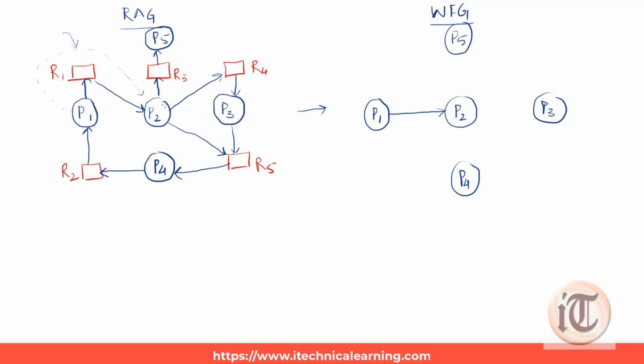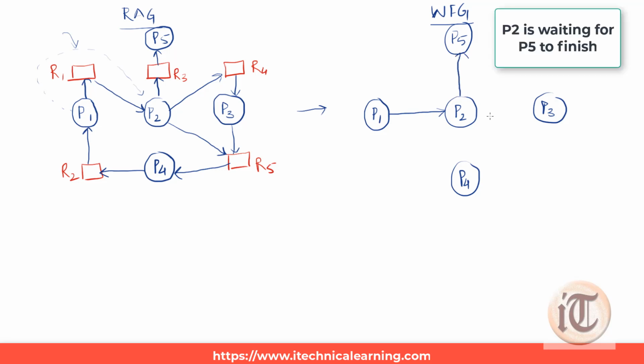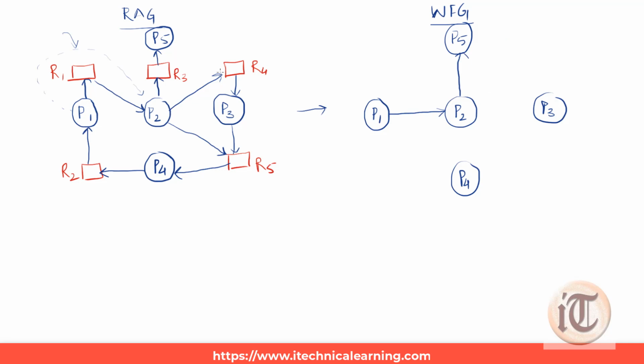Similarly, P2 needs a resource which is allocated to P5, so P2 is waiting for P5 to finish. If we eliminate R4, we can see that P2 is waiting for R4 and this R4 is allocated to P3, so P2 is waiting for P3 to finish. Similarly, P3 is waiting for P4 to finish. P2 is also waiting for P4 to finish, because P2 is waiting for R5 and it is allocated to P4. And P4 is waiting for P1 to finish.